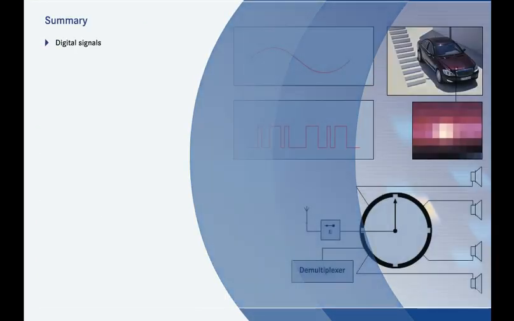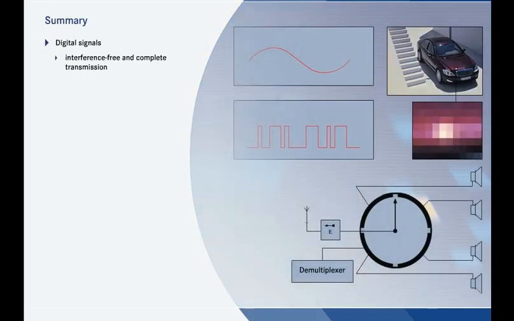Digital signals have the advantage over analog signals that they can be transmitted and processed with no interference or loss of strength. The digitalization process deals with enormous quantities of data. These are then reduced in size through compression to the point where effective transmission techniques, such as the multiplex process, can be used.